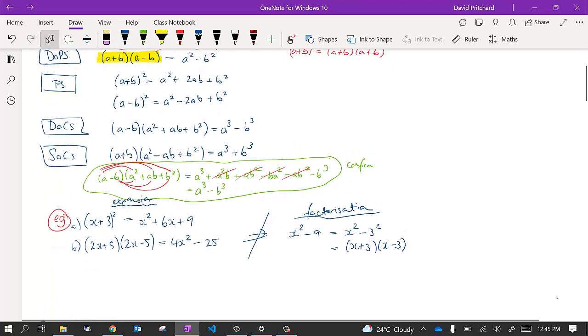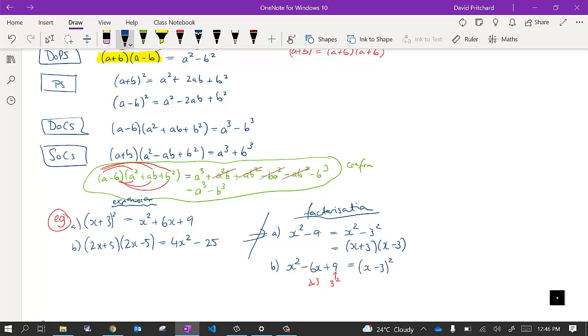Alternatively, we might be able to see a perfect square scenario, so it might be that we're looking at x squared take 6x plus 9. Now we can see that there's that relationship between the 6 and the 9, so we've got 3 squared, and this is 2 times 3. If we can see that relationship, then we know it's going to be a perfect square. In this case, because of the subtraction, it's going to be x take 3 squared.